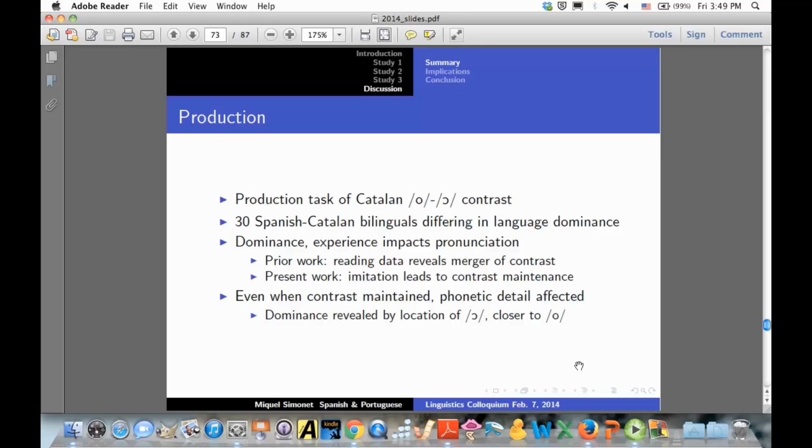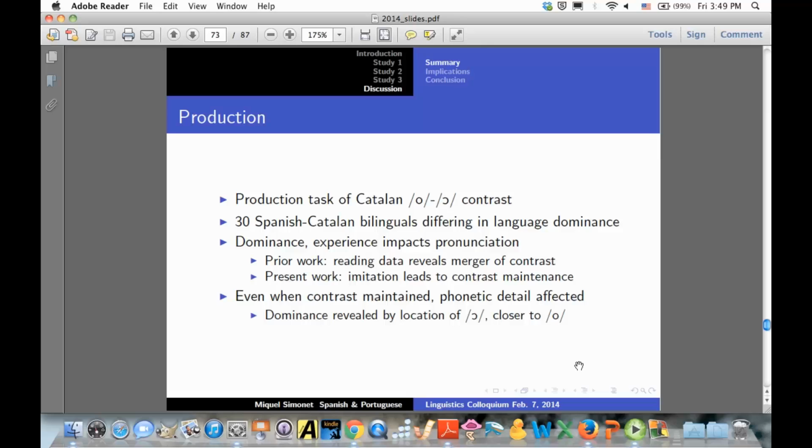And this seems obvious, but second language learners are not so prone to do this kind of task in this way. Even if they are imitating, they might still get a merger. And this has been shown for other communities and other contrasts.